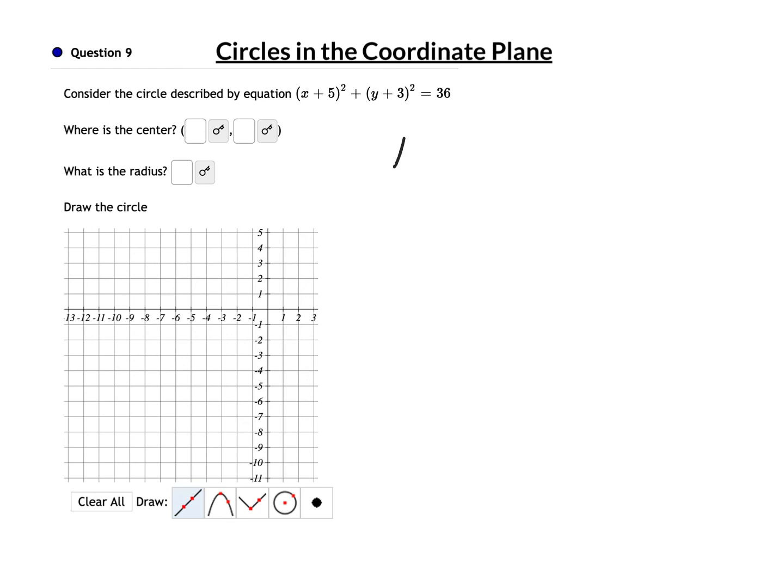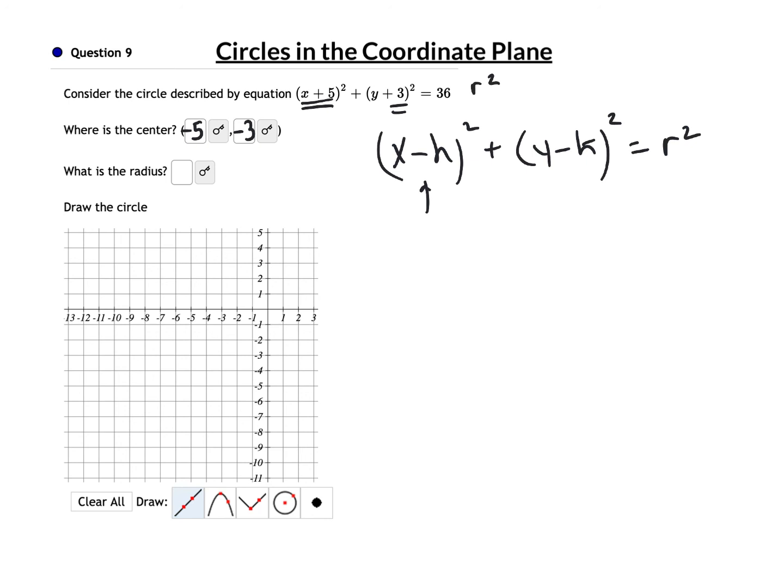Question 9. Remember that the standard form of a circle is x minus h squared plus y minus k squared equals r squared. So you have to understand the only way you get a plus is if your h and your k, one of them's got to be negative, or in this case, they're both negative. That's the only way to get a plus in your formula. The center is actually negative 5, negative 3. And the radius, this is r squared, the radius would be 6, the square root of 36.